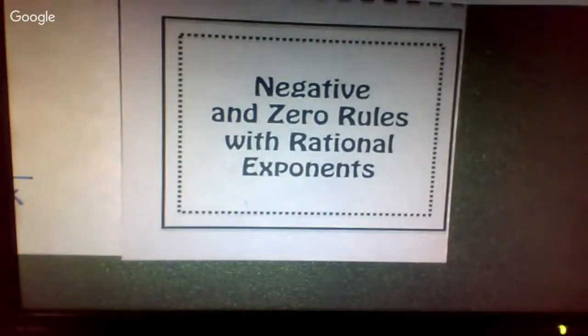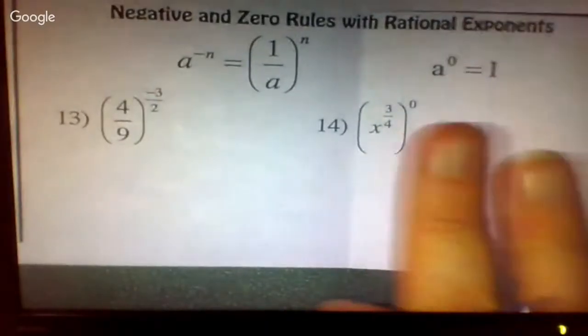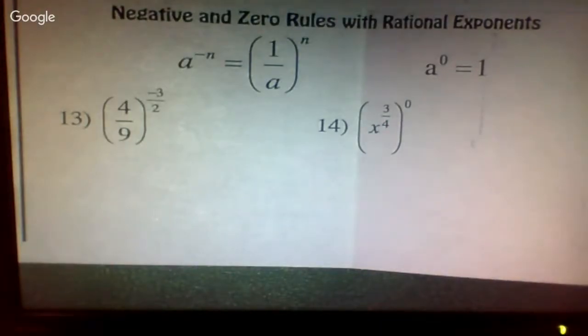Last review rule. Negative and zero rules with rational exponents. Okay. If your exponent is negative and it is in the top, you throw it to the bottom. If it's negative in the bottom, you throw it to the top. Okay? If anything is raised to the 0, your answer is 1 every time. It doesn't matter what it is. I can raise Stefan to the 0, and the answer is a 1.